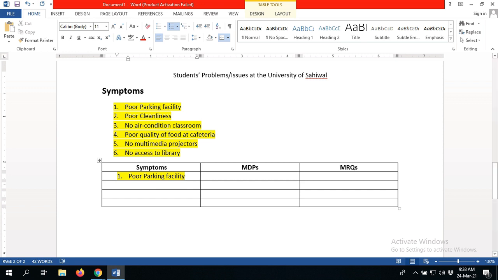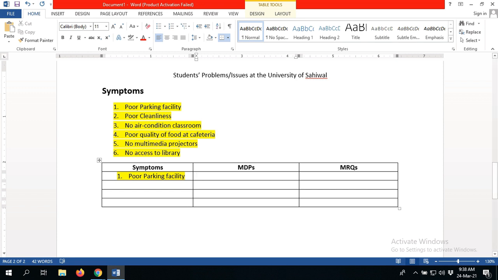Now MDPs will be written from the management perspective, from the university perspective, because we are investigating the problems of students to facilitate the management, and management is university management. So we are finding solutions. We are conducting research to facilitate the management of the university.